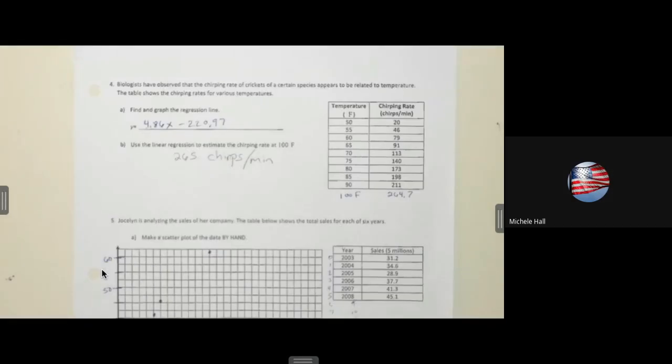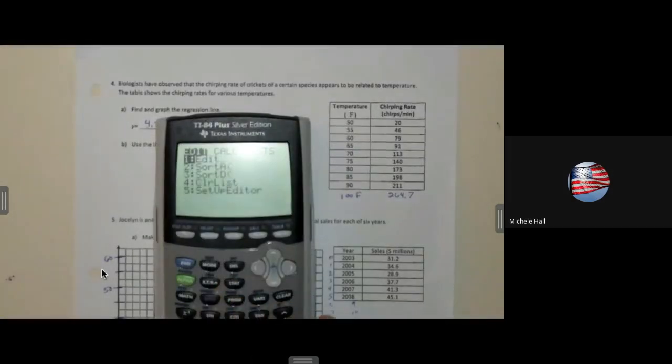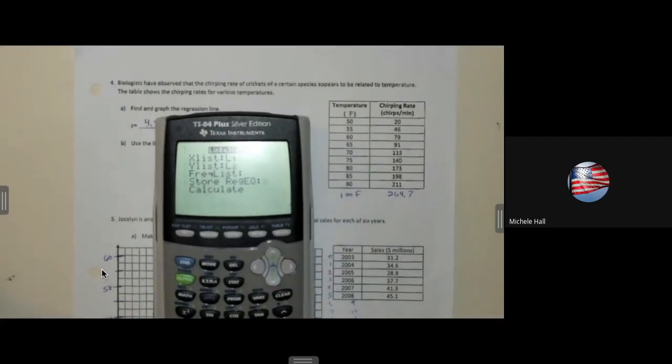Did you store your equation and all that? Going on stats, calculate. Now I see you're there. You're on store regression equation. All right, so I want to store my equation, regression equation. I go to variable, the y variable, it's a function, and I want to put it in y1.